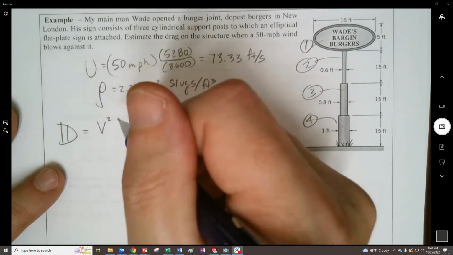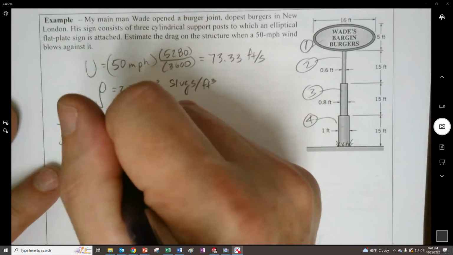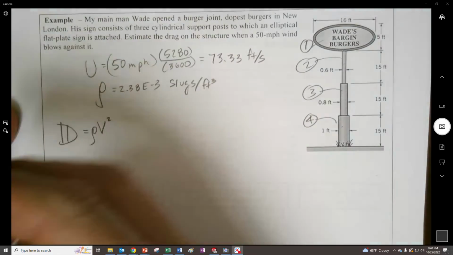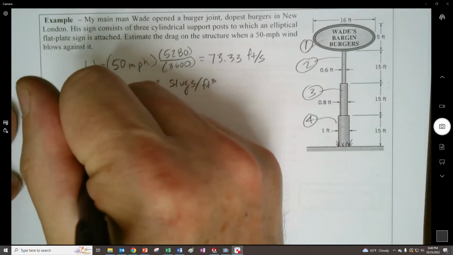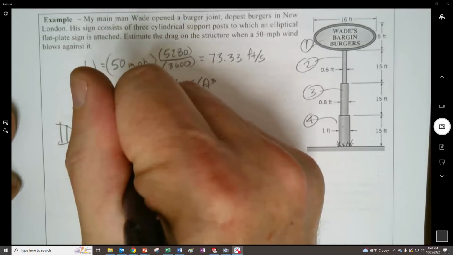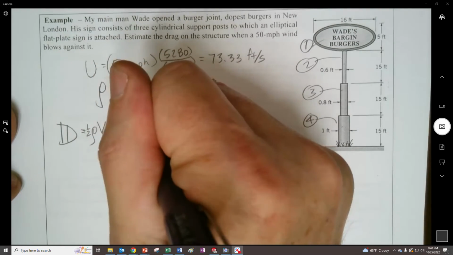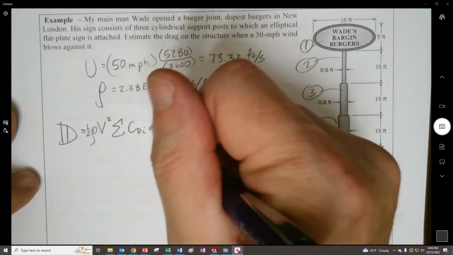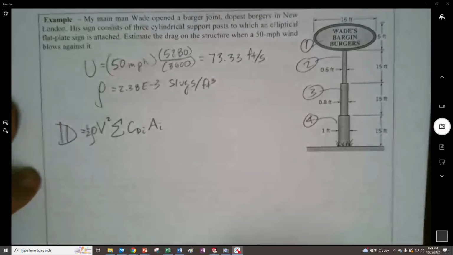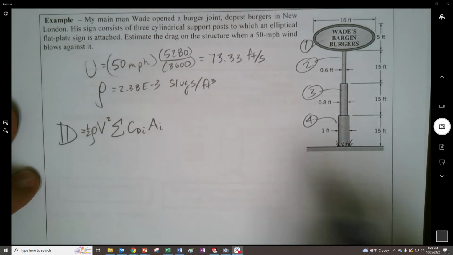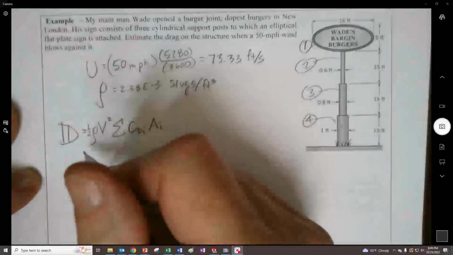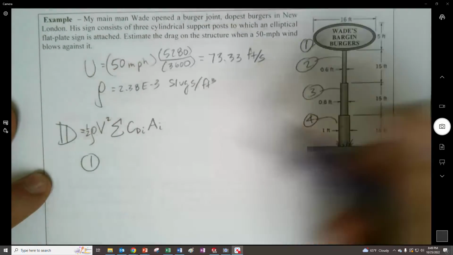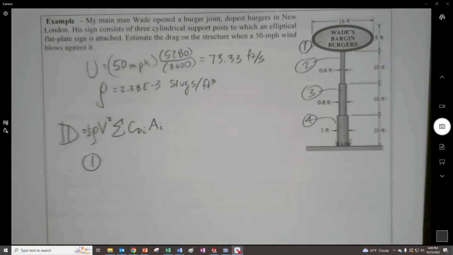1/2 rho v squared times the summation of all the CDs and areas right there, right? So I can add all these up and multiply by here, and I should get what the total drag force is. So I say for section 1, we use an oval.